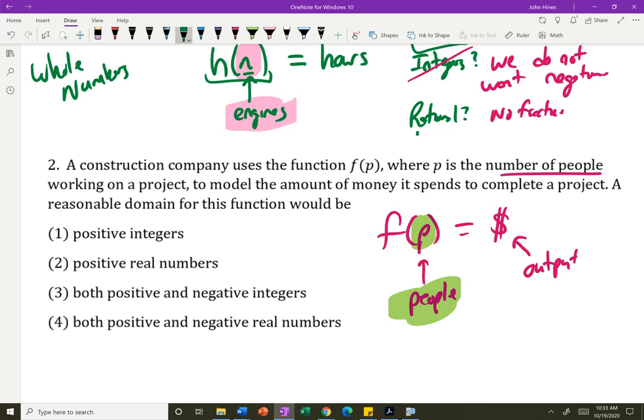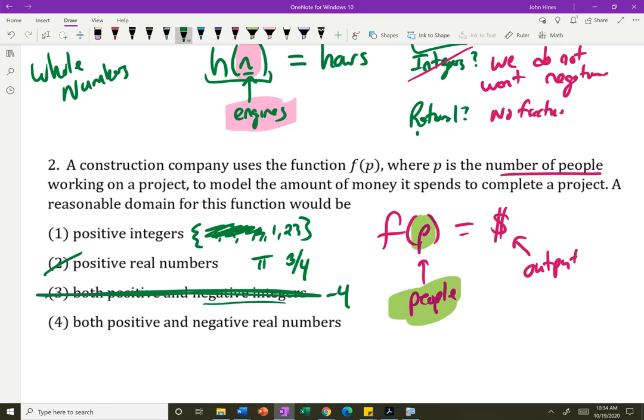Positive integers. So it's the integers, -3, -2, -1, 0, 1, 2, 3. But I only want the positive ones, so I'm going to get rid of all those guys. Positive real numbers? Well, pi is a real number. Can I have pi people? No, I can't have pi people, or even 3/4 of a person. That'd be bad. Negative integers? No, I don't want negative people. I can't have -4 people working on a construction project. So positive integers is my best guess. So you have to use common sense and a process of elimination when you encounter these multiple choice questions.